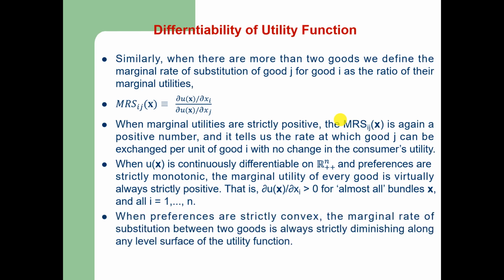When preferences are strictly convex, the marginal rate of substitution between two goods is always strictly diminishing along any level surface of the utility function. This means that if preferences are strictly convex, then the marginal rate of substitution between good 1 and good 2 will always be diminishing along the same indifference curve. This was a brief discussion about the utility function.